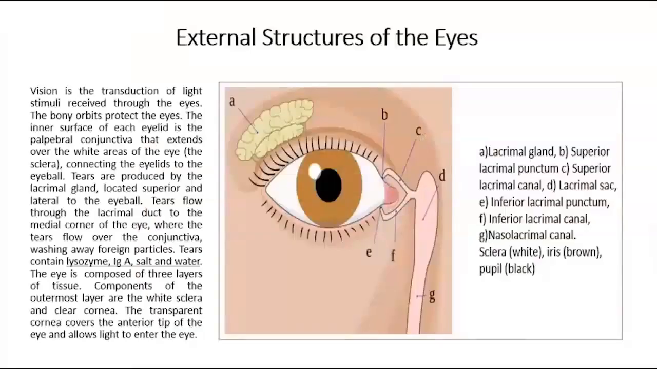Also, right, we have the lacrimal glands. The lacrimal glands produce a lot of tears to clean your eyes. It also has substances such as immunoglobulin A in order to defend us. The tears come out of the eyes through the lacrimal sac into the nose through the nasolacrimal duct.